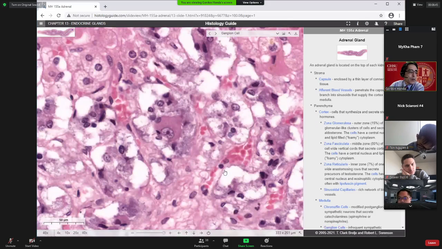Because it's formed of neural tissue, in the medulla you can sometimes get a ganglion cell. You can recognize them. They're relatively large. They have this deep eosinophilic cytoplasm. They're not very foamy. And they have this large nucleus with a very prominent nucleolus. Kind of looks like an eyeball looking back at you. So these are relatively hard to find. It's a ganglion cell, but again, it's indicative that this medulla is of neural origin.